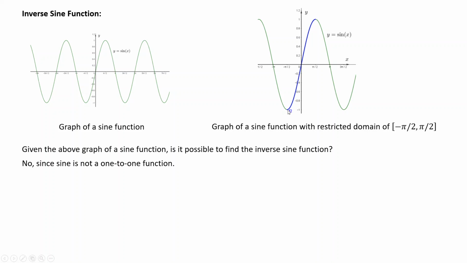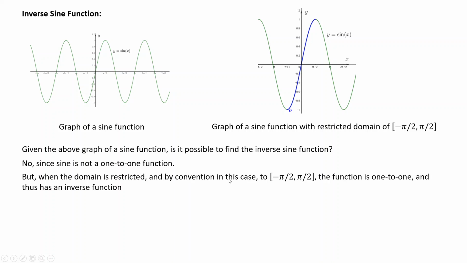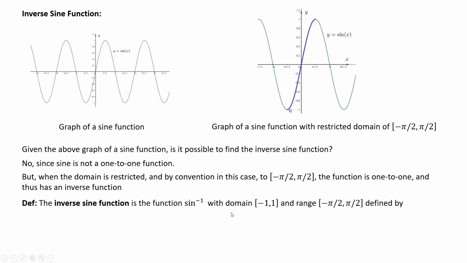And sure enough, by restricting from negative pi half to pi half, we are still including the entire range of the sine function, which is negative 1 to 1. That's another important point to know. Okay, the function is 1 to 1 and thus has an inverse function.